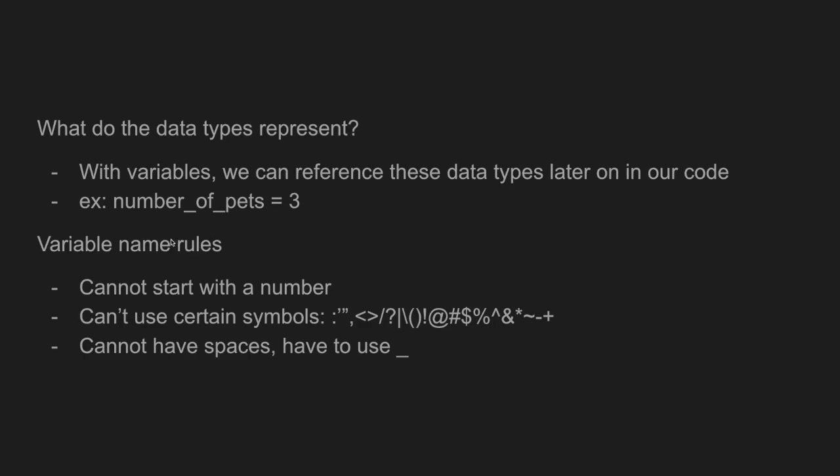So let's get into some rules of the variable name. A variable name cannot start with a number, and it can't use these symbols that are listed right here. They also can't have spaces in them, and they have to use the underscore. So as you can see up here in this example, it didn't start with a number. It didn't use any of these symbols, and instead of spaces, we have to use underscore. So this is an integer right here, 3, and it is the value of this variable number_of_pets.